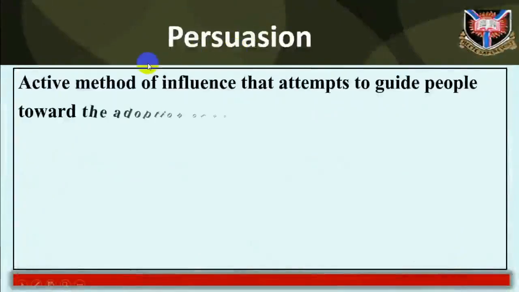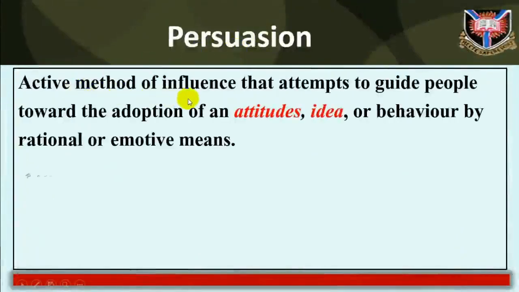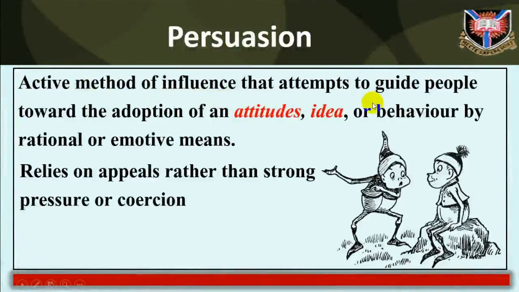Persuasion. Persuasion is an active method of influence that attempts to guide people toward the adoption of an attitude, idea, or behavior by rational or emotive means. Persuasion relies on appeals rather than strong pressure or coercion.